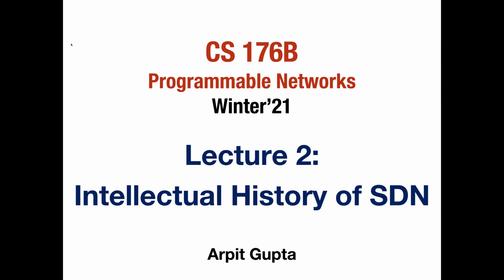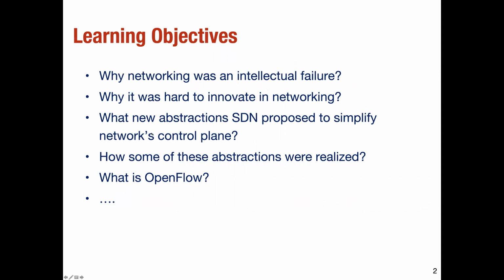So the learning objectives for today's lecture are why networking was an intellectual failure and why it was hard to innovate in networking. And then what type of new abstractions did SDN propose that simplified controlling the network programs, and how some of these abstractions were realized, and what exactly is OpenFlow, which is always associated with software-defined networking.